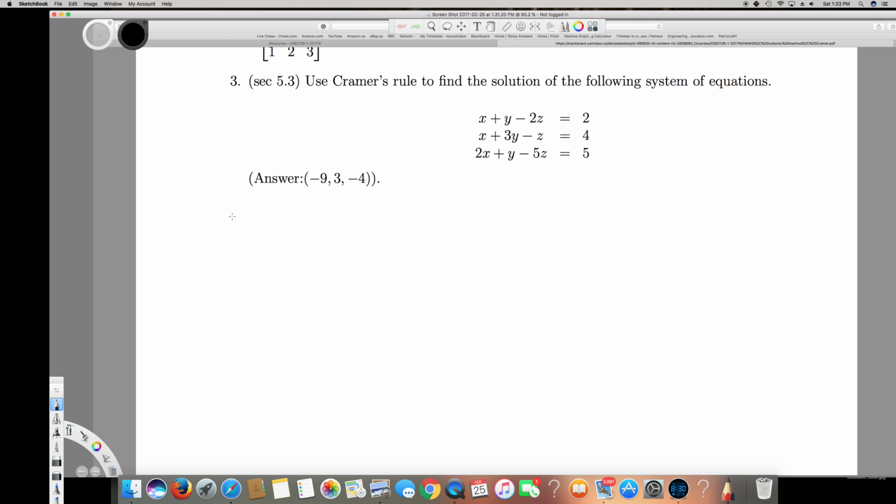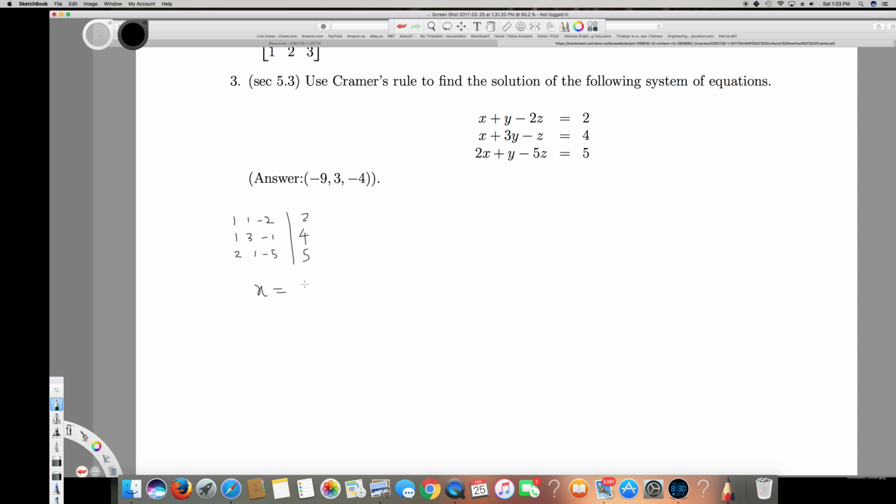So it's going to be 1, 1, 1, minus 2, and it's going to be 1, 3, minus 1, and this is going to be 2, 1, minus 5, and we have these things 2, 4, 5. They have given the answer, so I'm going to show you how they got this answer. First of all, we have to find x, y, z separately in order to do Cramer's rule.